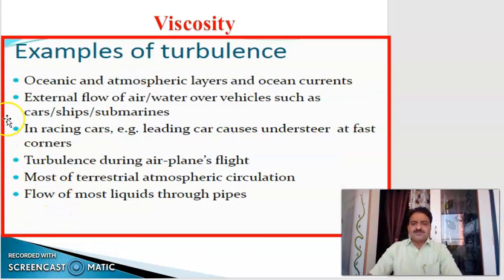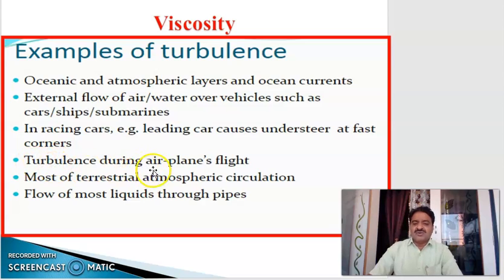Now some examples of turbulence we see. Oceanic and atmospheric layers and ocean currents, which you might have observed. External flow of air, water over vehicles such as cars, ships, submarines. In racing cars, for example, the leading car causes understeer at fast corners.